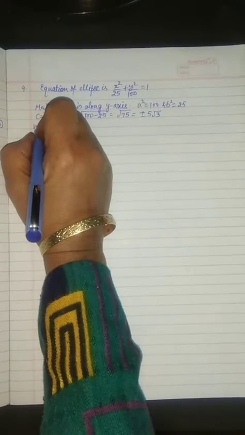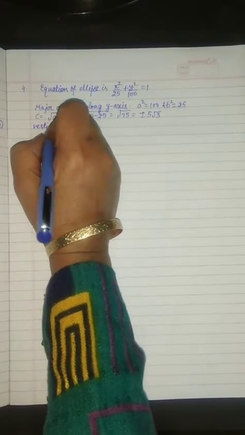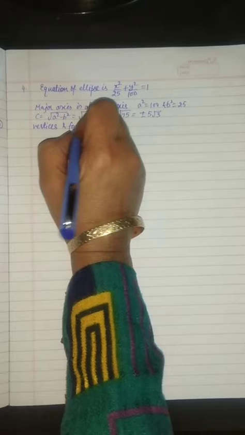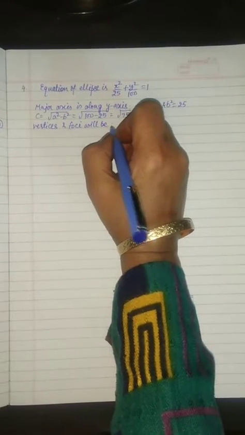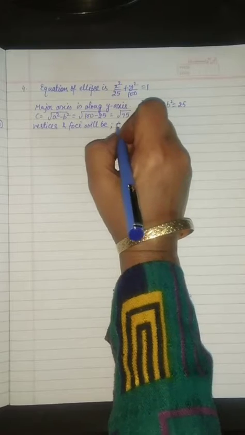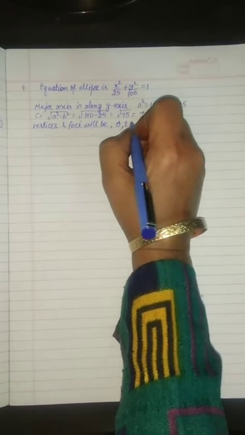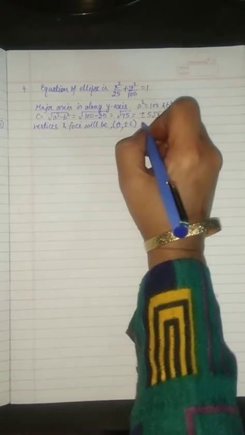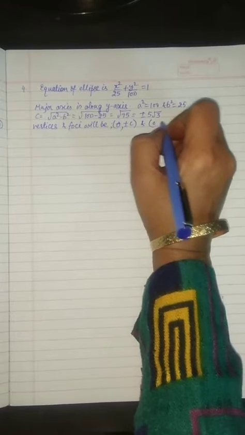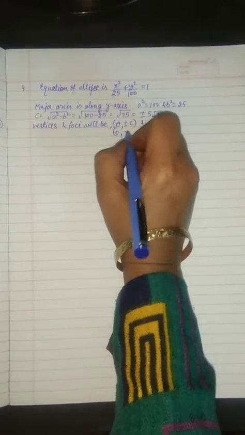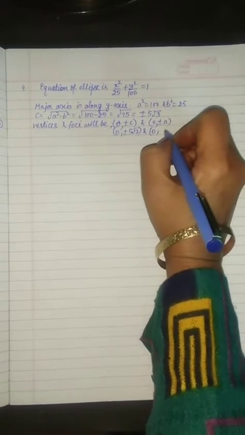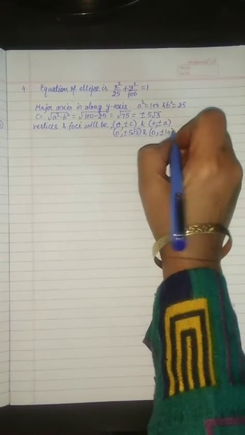So vertices and foci will be 0 plus minus c and 0 plus minus a. Now what is c? Plus minus 5 under root 3 and a is 10, so plus minus 10.